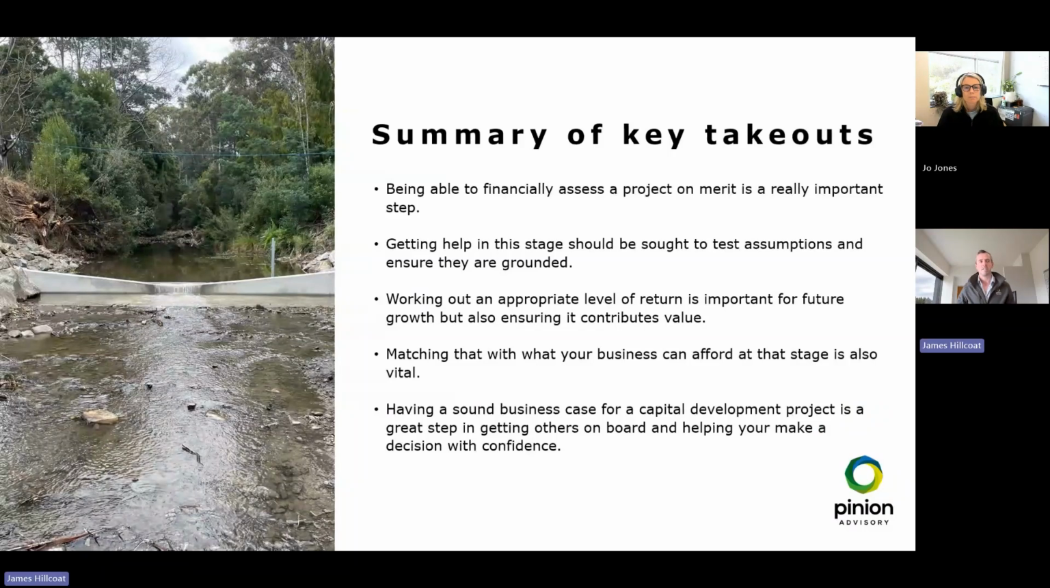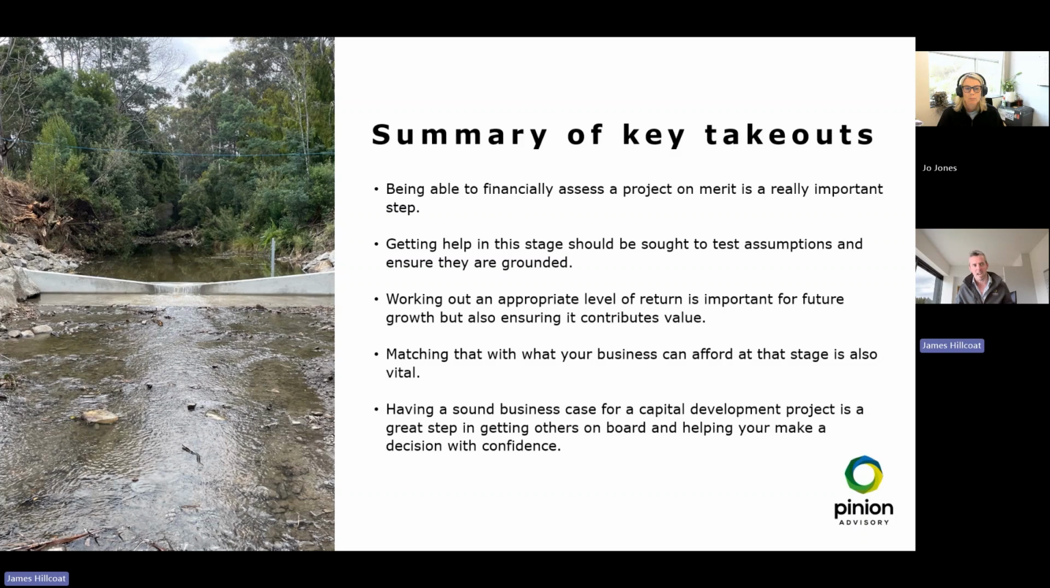So the summary of key takeouts here is that while we've stepped into a more advanced level of working out the returns, these tools exist on the NRE website. This was about giving you the idea about how those things work, and so it's arming you with the right questions to ask and the right format to think it through in. But essentially what we want to be able to do to tick or flick this project is to be able to financially assess it on merit, and that's a really important step.